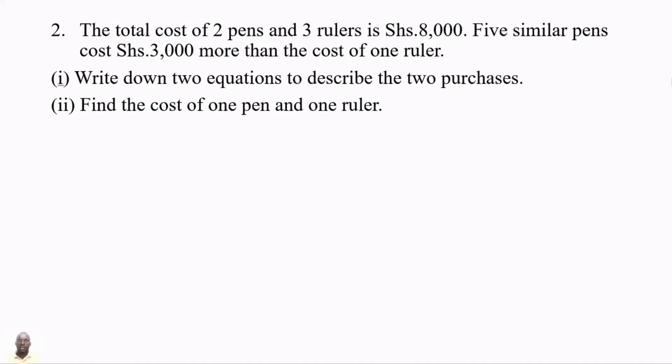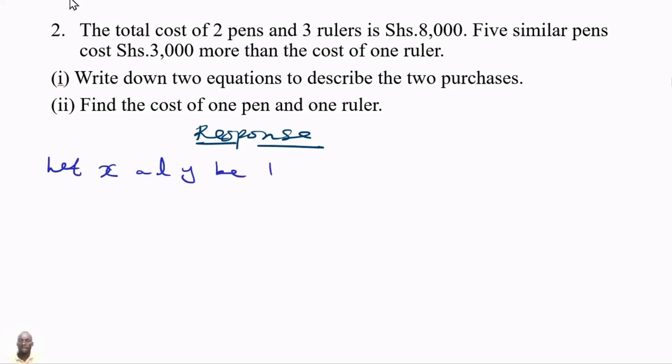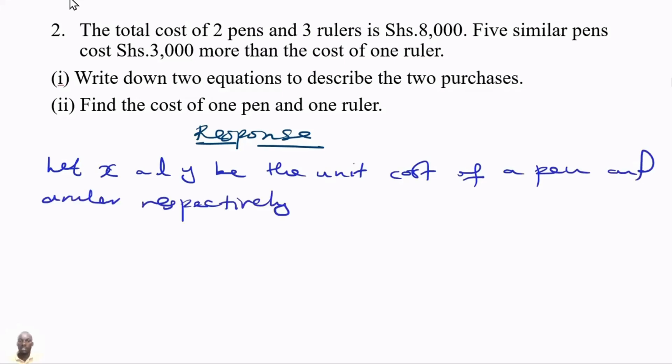Number 2: the total cost of 2 pens and 3 rulers is shillings 8,000. 5 similar pens cost shillings 3,000 more than the cost of 1 ruler. So in here, as we are having our response, we need to begin by just letting, so we can say that let x and y be the unit cost of a pen and a ruler respectively. So having let, we are going to use our variables, the x and y, representing the unit cost of a pen and a ruler respectively.